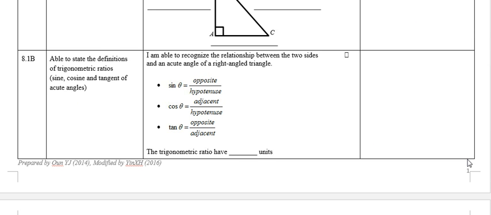Sec 2 Mathematics, Chapter 8, Trigo Ratios of Acute Angles. In this part of the chapter, we'll be looking at the relationship between two sides and an acute angle of a right angle triangle. There are three different types of trigo ratios, namely sine of an acute angle, cosine of an acute angle, and tangent of an acute angle.